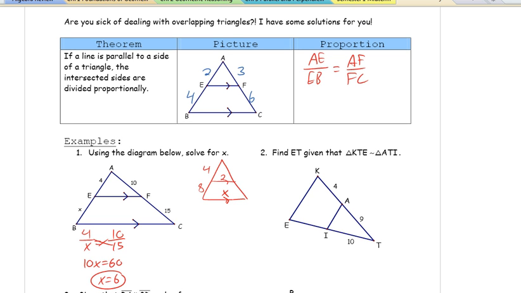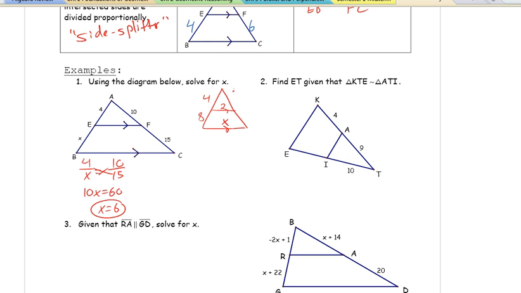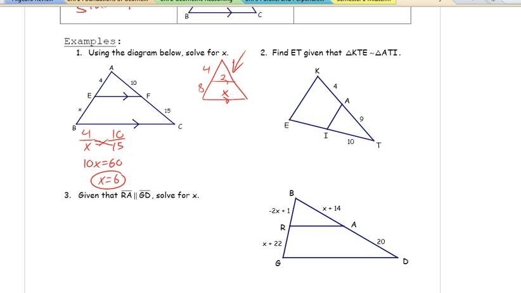If you want to put a little note here, side splitter, it splits up the sides, not the bases. It won't work. So if you get something like this one here, you need to redraw the triangles completely like we've been doing before. So it only works when you're splitting up sides.